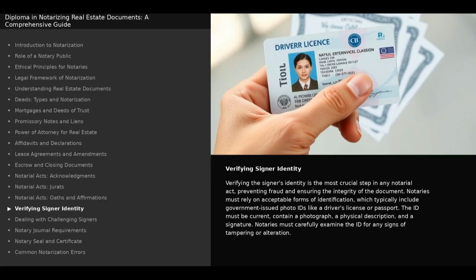Verifying signer identity. Verifying the signer's identity is the most crucial step in any notarial act, preventing fraud and ensuring the integrity of the document. Notaries must rely on acceptable forms of identification, which typically include government-issued photo IDs, like a driver's license or passport. The ID must be current, contain a photograph, a physical description, and a signature. Notaries must carefully examine the ID for any signs of tampering or alteration.